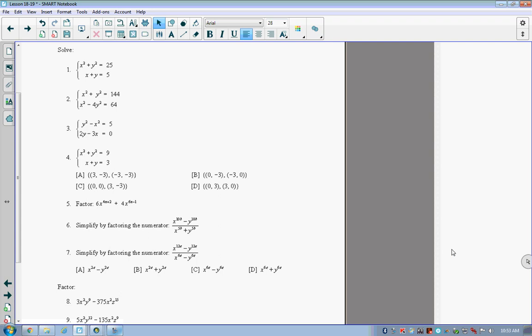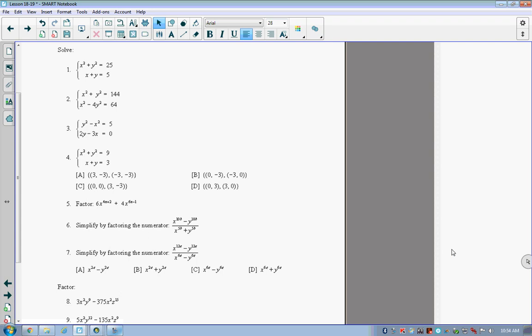Lesson 19 opens up in your book on page 138. It's going to cover a couple of things: nonlinear systems, factoring exponentials, and sum and difference of two cubes. So there's a lot involved here. Your first 4 questions are nonlinear systems.